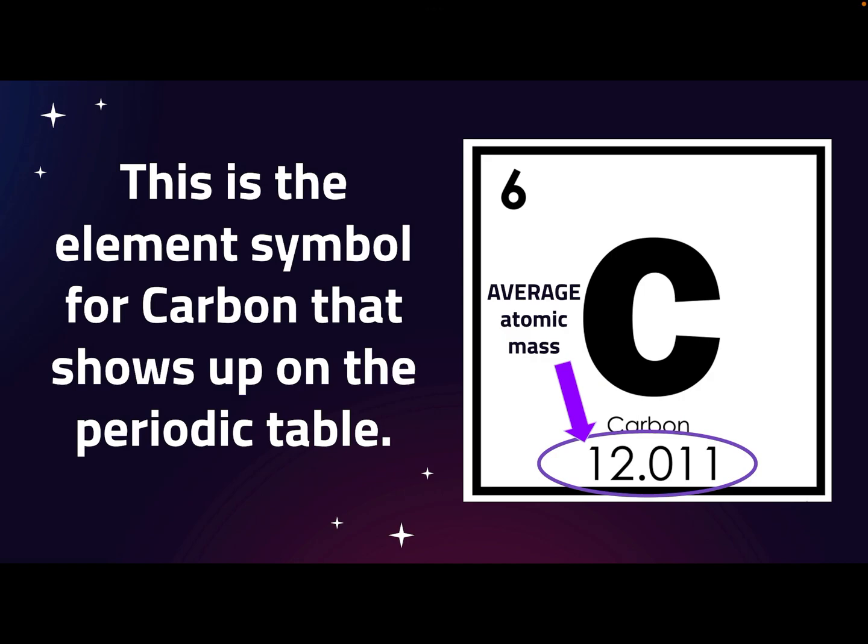So the number that shows up on the element symbols for any element on the periodic table is an average atomic mass of all versions, all isotopes, of all of the atoms that exist in the natural world. So carbon shows up as 12.011 because some carbons have a mass of 12, some carbons have a mass of 13, and there are even more other versions, other isotopes of carbon that exist. So why is this important? Why am I telling you this? Because it's important for what we're about to talk about right now.